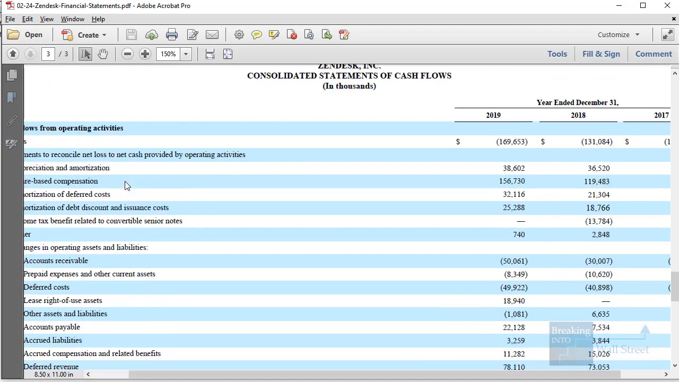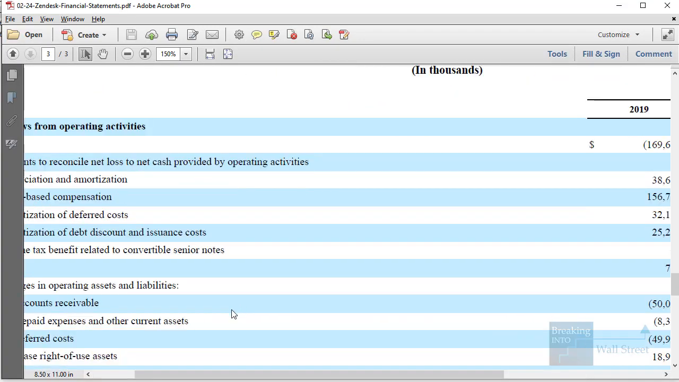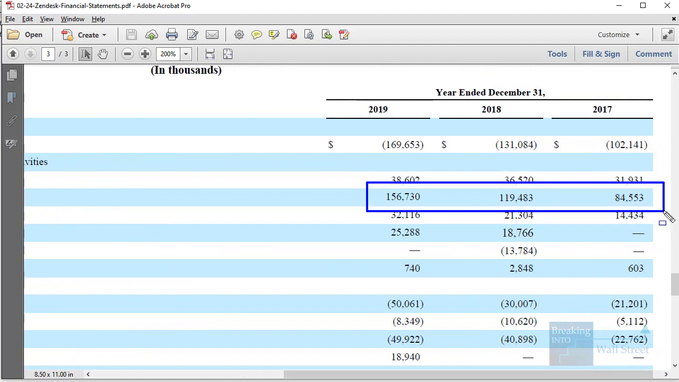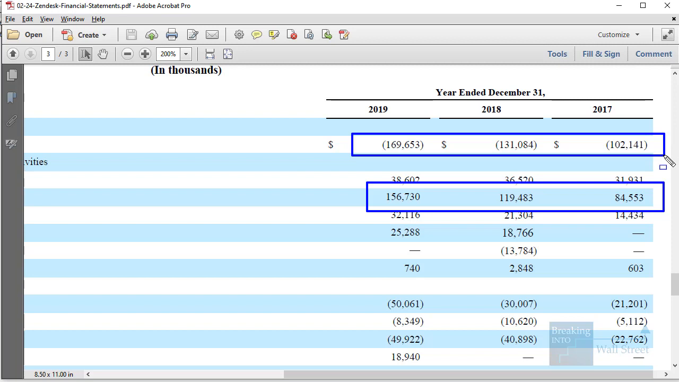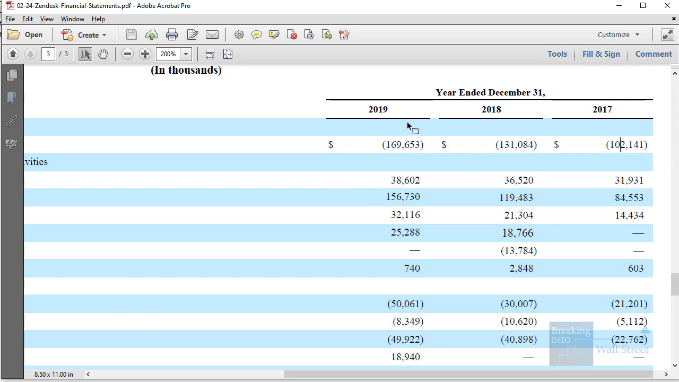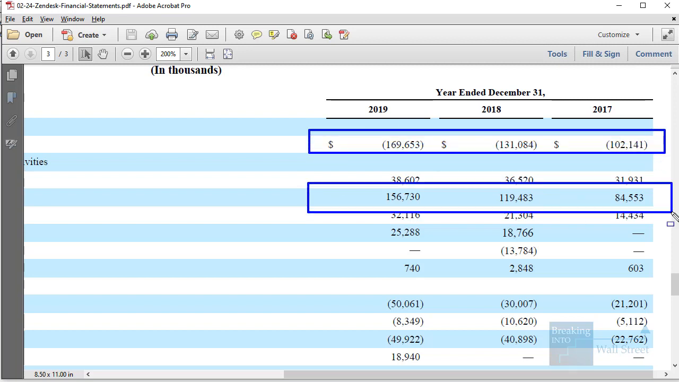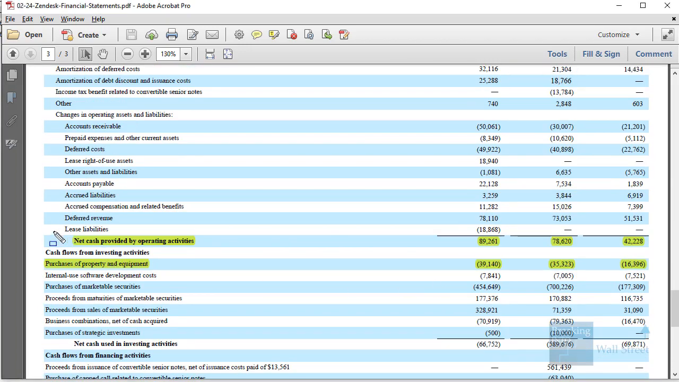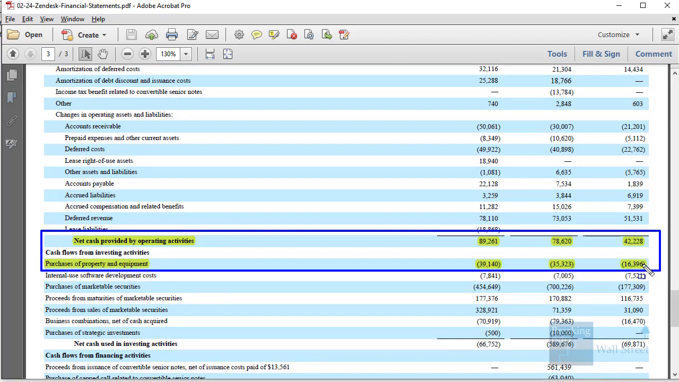If you look at their financial statements and go to their cash flow statement, you can see right here that stock-based compensation is a massive amount. It is almost bigger than the company's net income in many of these years. So that completely offsets the company's negative net income right here. And that in large part explains why free cash flow, as it's traditionally defined, is actually positive and growing each year for Zendesk.